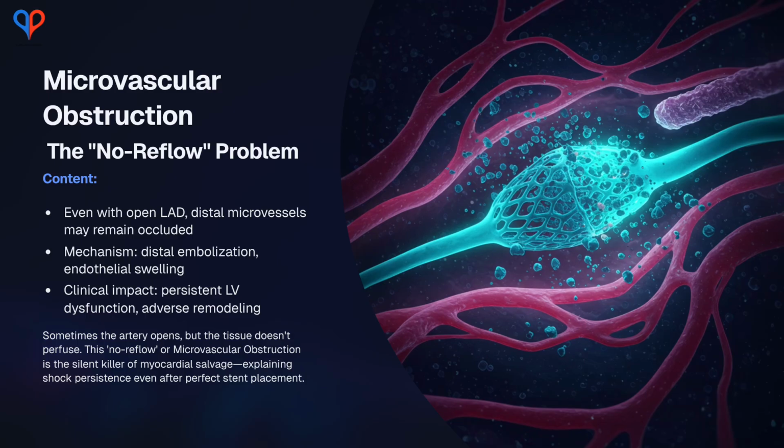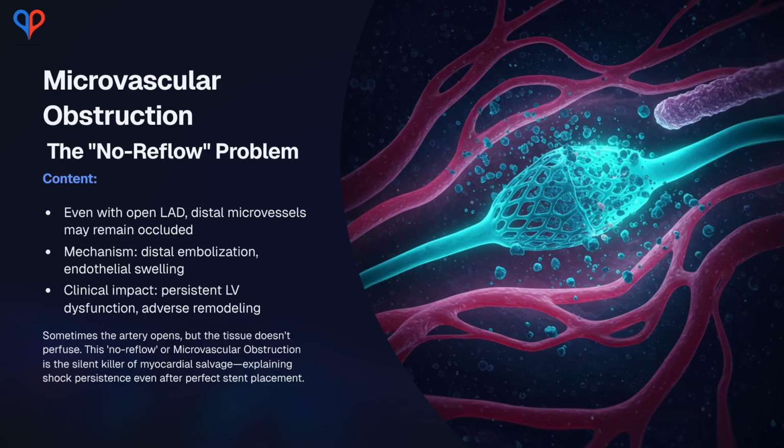A key modern concept is microvascular obstruction, often called the no reflow phenomenon. In microvascular obstruction, distal embolization of thrombus and plaque debris, along with severe endothelial injury and edema in the microcirculation, prevents adequate blood flow through the small intramyocardial vessels, despite a widely patent stent in the main artery. On imaging, such as contrast-enhanced cardiac MRI, this appears as dark zones of no reflow within the bright infarcted territory.